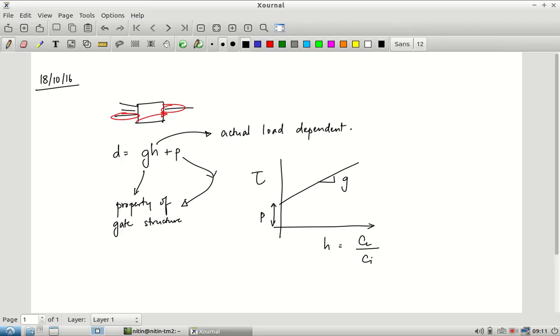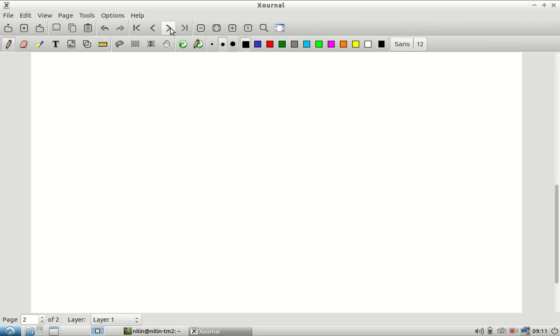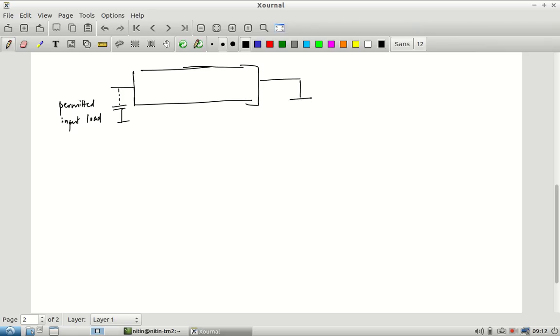Okay. Now, given this, supposing I have a chain of gates, before getting to a chain of arbitrary gates, let me look at a chain of inverters, or buffers to start with. What I am saying is, I have some permitted input load. I have a black box over here that I need to fill in with appropriate inverters, and I have to drive an external capacitance. So this CI is fixed. Or instead of CI, I am going to call it C0 just to show that it's the first stage. And CL is also fixed.